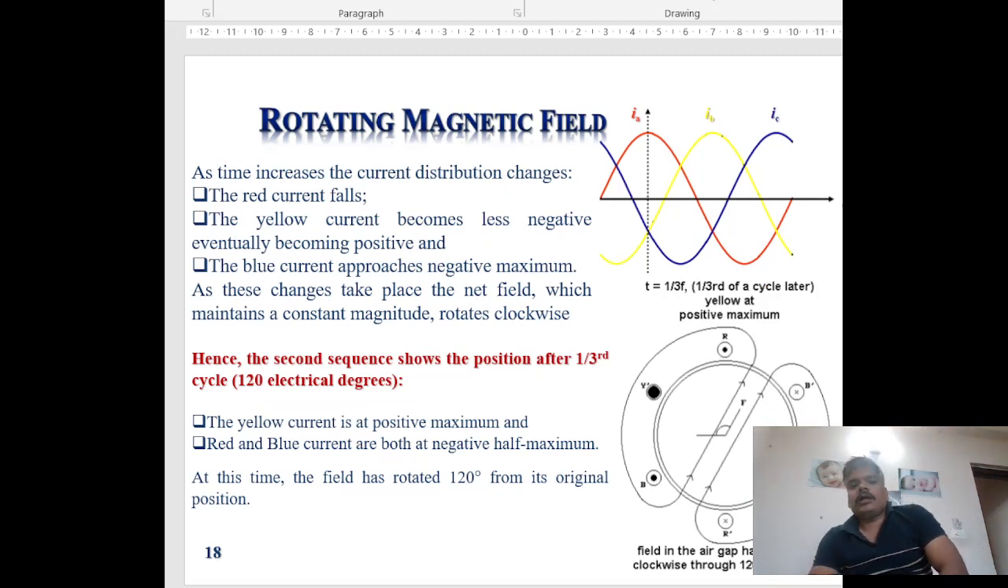As time increases, the current distribution changes. The red current falls, the yellow current becomes less negative, eventually becoming positive, and the blue current approaches negative maximum. As these changes take place, the net field, which maintains a constant magnitude, rotates clockwise. The second sequence shows the position after one third of a cycle, 120 electrical degrees. The yellow current is at positive maximum and the red and blue currents are both at negative half maximum. At this time, the field has rotated 120 degrees from its original position.